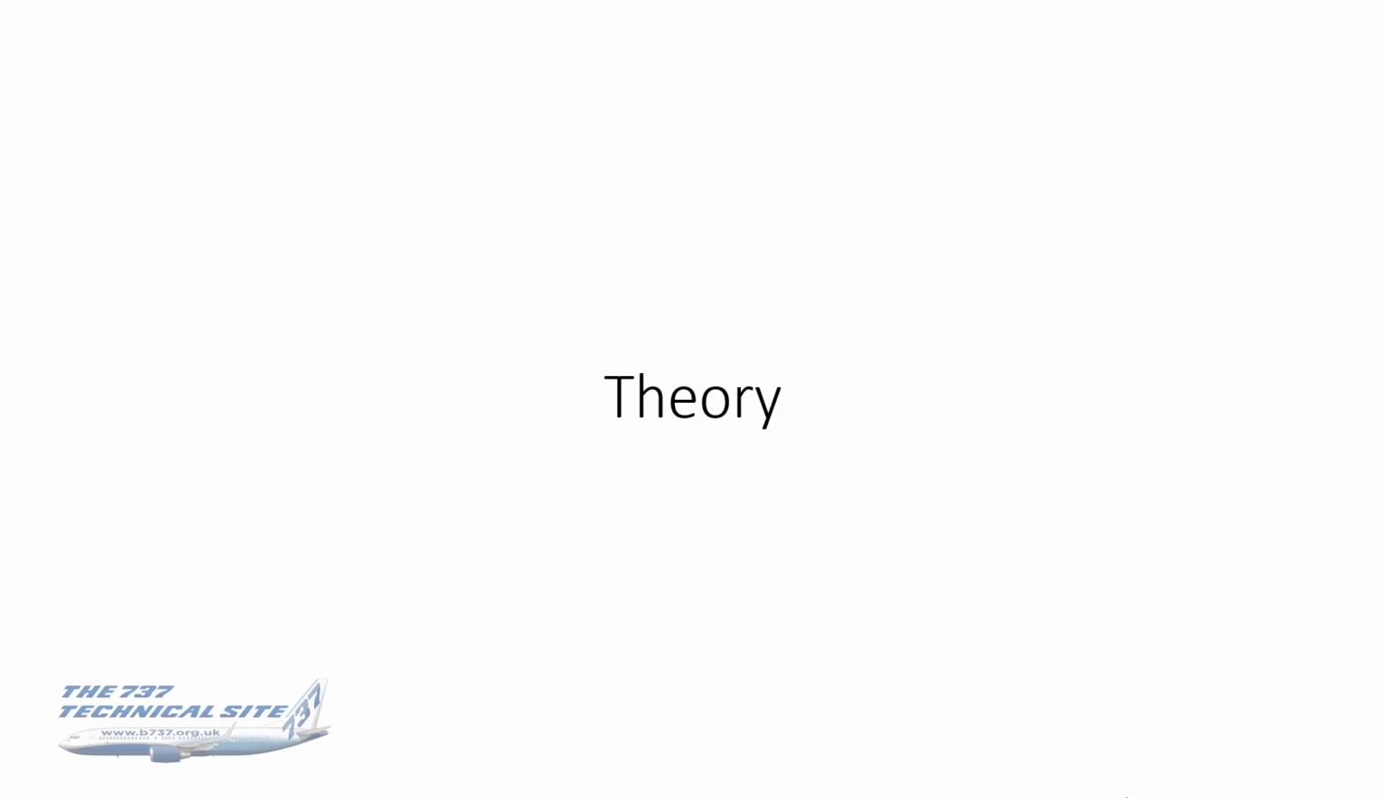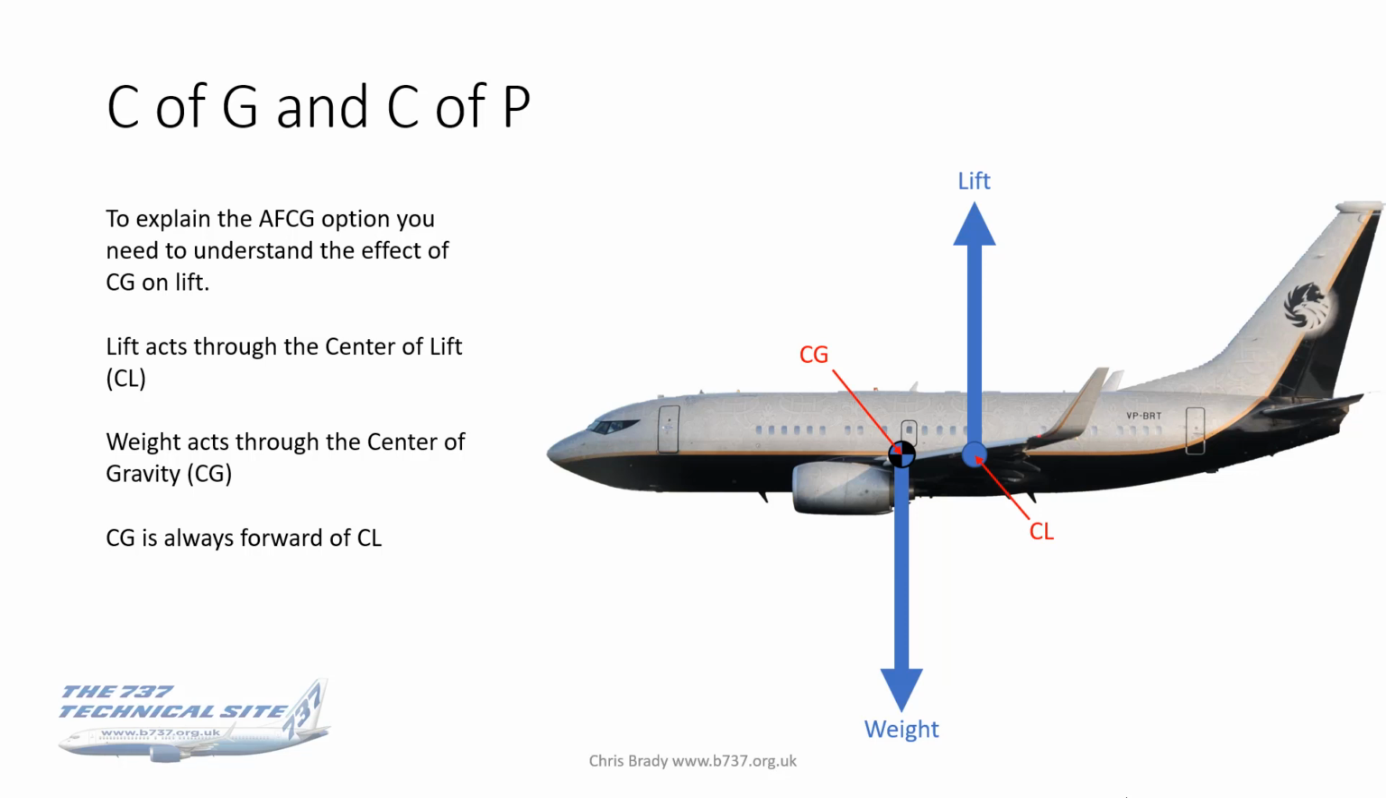Right, inevitably there's got to be a little bit of theory just to help you understand how this works. I will keep it short. To explain the alternate forward CG option, you've first got to understand the effect of centre of gravity on lift. Lift acts through the centre of lift, CL, as shown there on the aft arrow. Weight acts through the centre of gravity, and C of G is always forward of CL. That's by law, and I'll explain why in the next slide.